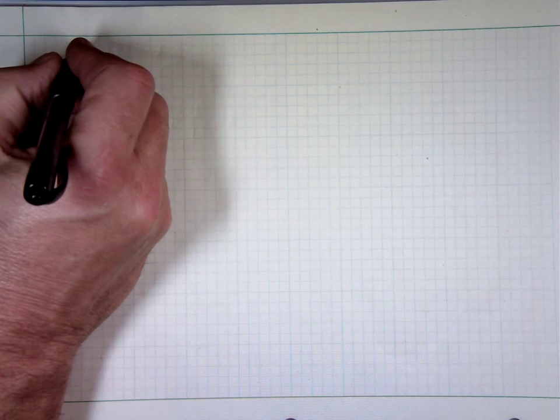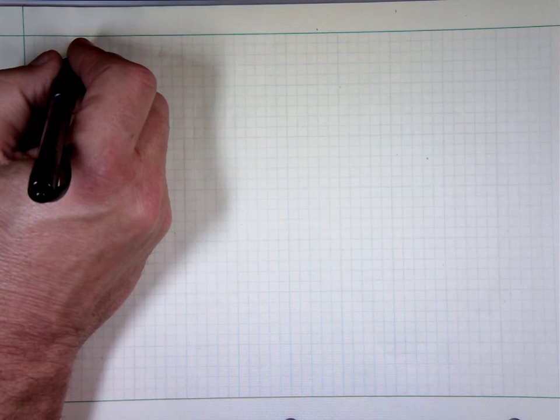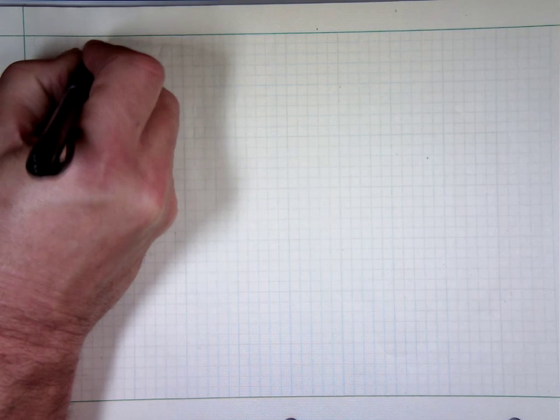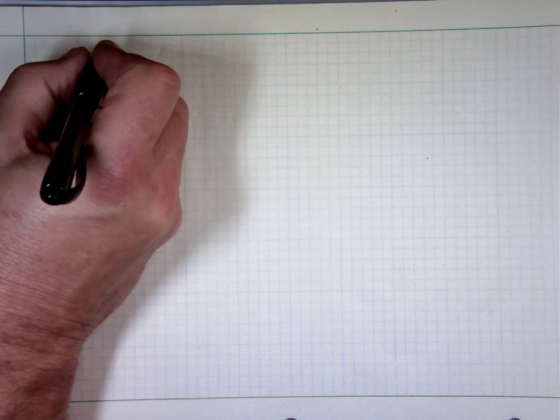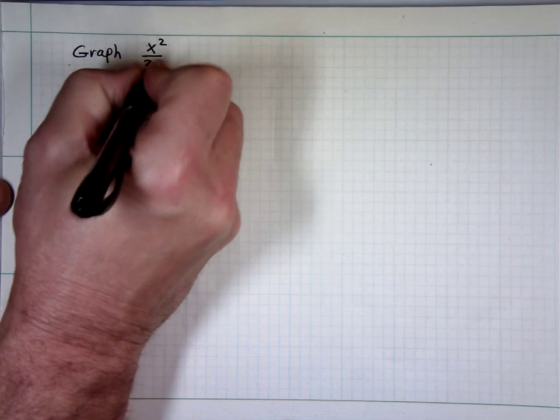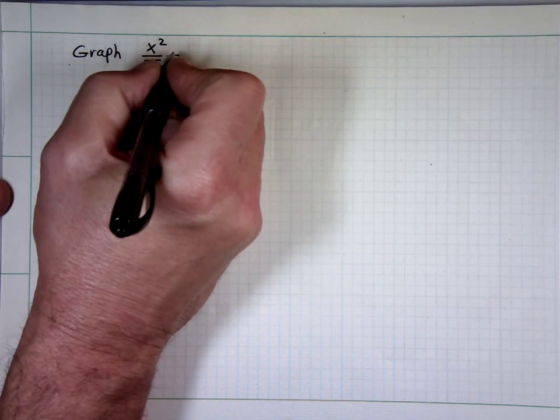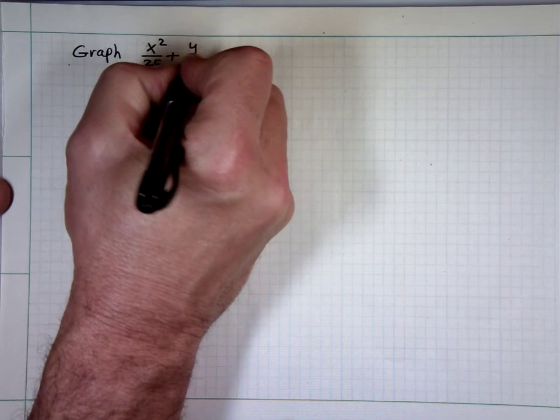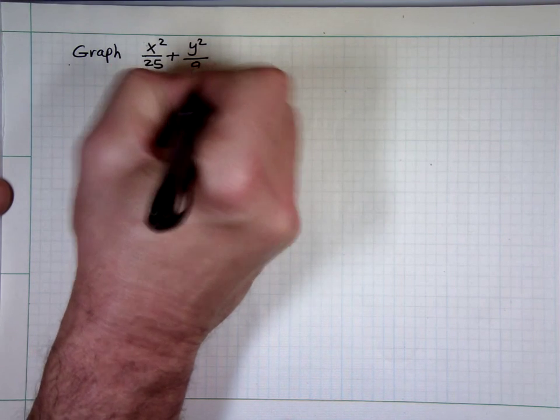So let's take an equation, and we're going to see which way the graph looks. There's the equation: x squared over 25 plus y squared over 9 equals 1.